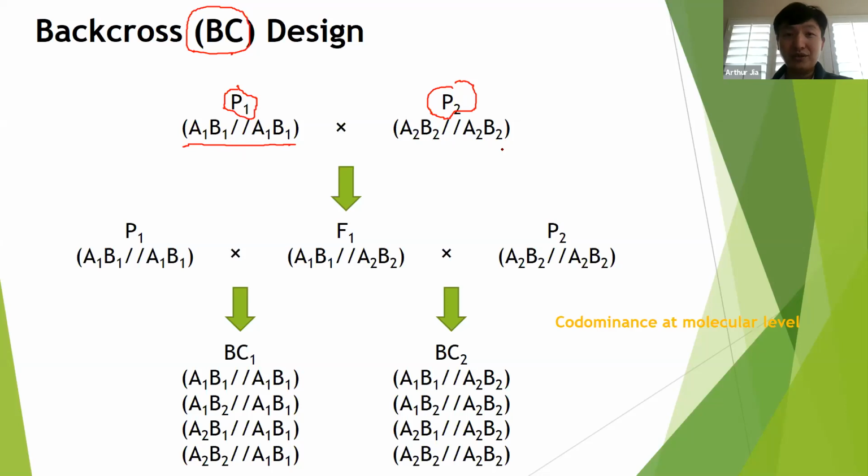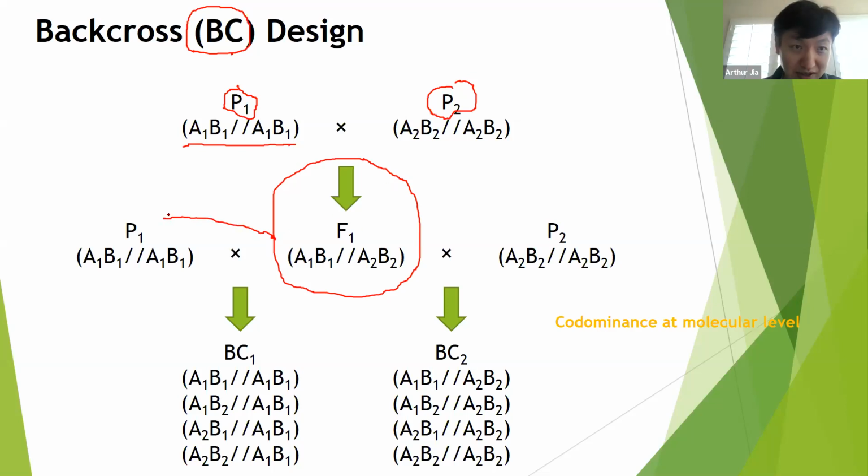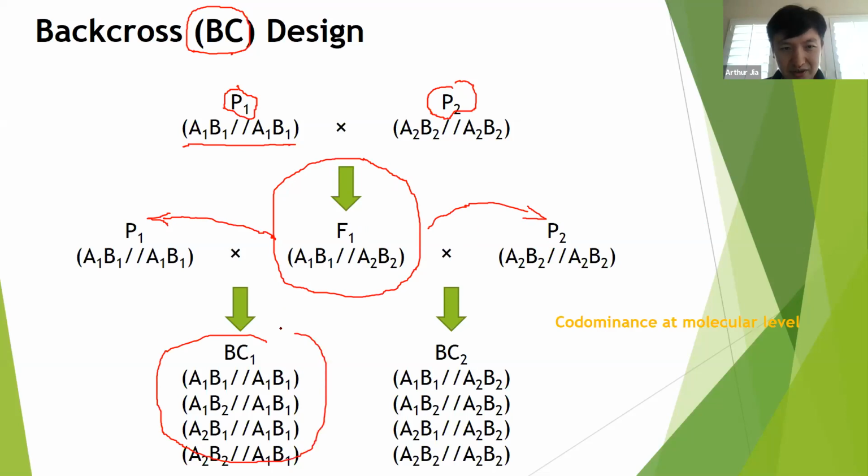So if we cross these 2 parents, we're going to end up with the F1, which is the dihybrid, so the double heterozygous. And now we use this to backcross to 1 parent or the other one. So this is called the backcross, right? If you use this dihybrid, the double heterozygous, to cross either pure parent, you're gonna end up with 4 different genotypes here. Is that clear?